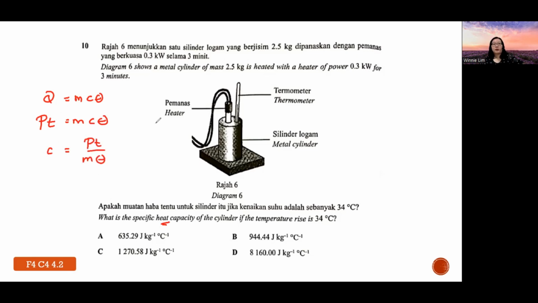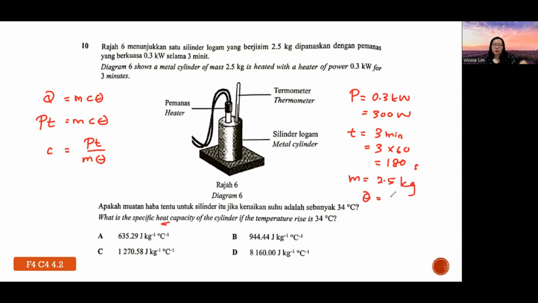Then before you sub, you must make sure all these quantities are in SI units. You see the power is 0.3 kilowatt, so you times 1000, which is 300 watt. And then the time is 3 minutes, but again 3 minutes is not in SI unit, so you need to times 60 seconds. So you have 180 seconds. Then the mass is 2.5 kg, no problem. And then θ is 34 degrees Celsius. So now everything is in SI units.